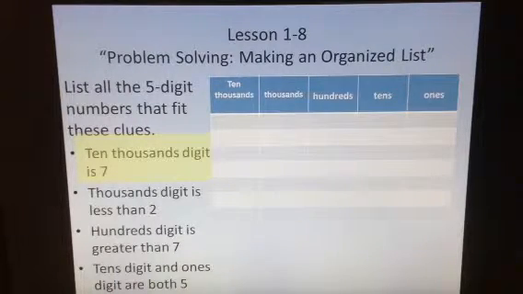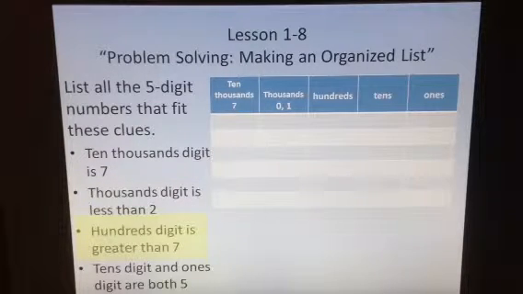It says 10,000's digit is 7. Well, that makes it a lot easier for ourselves. Let's put a 7 in there. And then the next clue says thousands digit is less than 2. So we asked ourselves what digits are less than 2. Well, 0 and 1 are both digits less than 2.